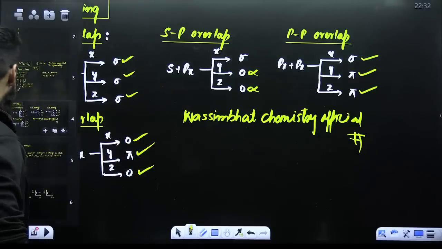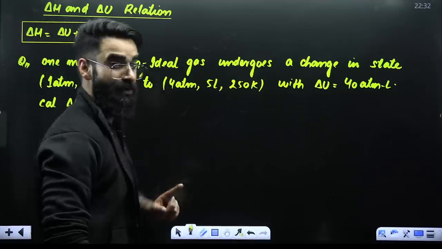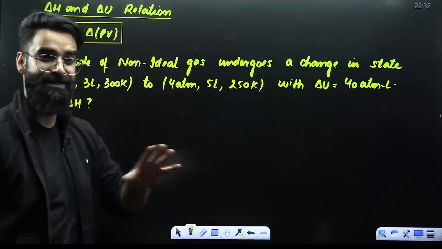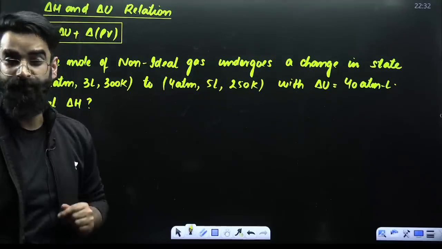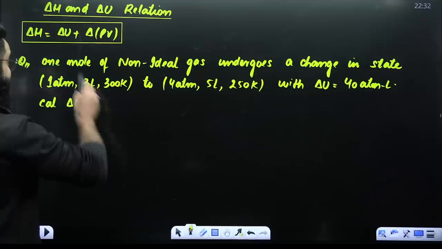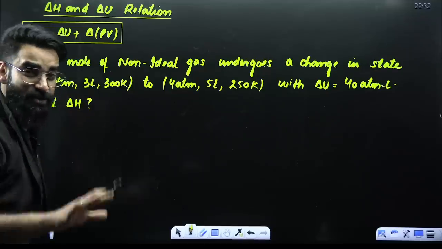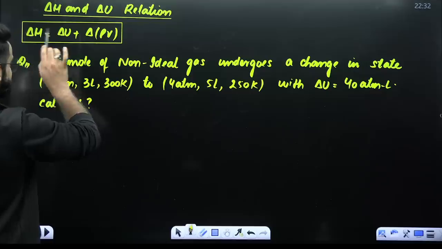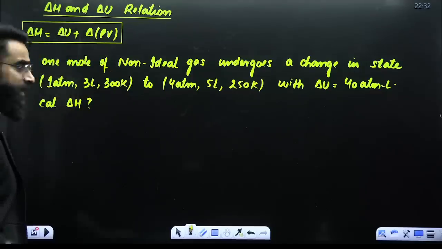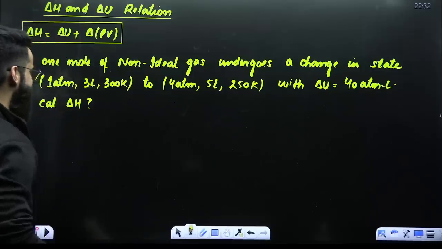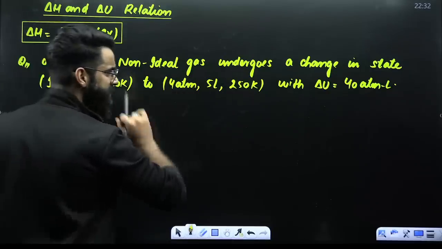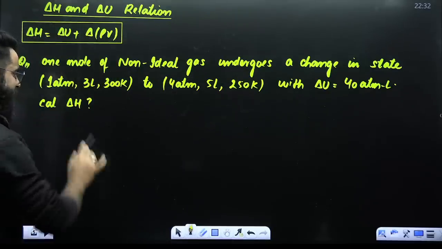Moving on to the next topic, my dear students. A frequently asked question in your JEE Mains, but the level of the question is exactly the same as your NEET, right? So you can expect this sort of question for sure when it comes to the relationship between delta H and delta U. My dear students, a general result is delta H is equal to delta U plus delta of PV. Now the question says you have got 1 mole of non-ideal gas undergoing a change in state from this to this with delta U equal to 40 atm liter. Calculate delta H.